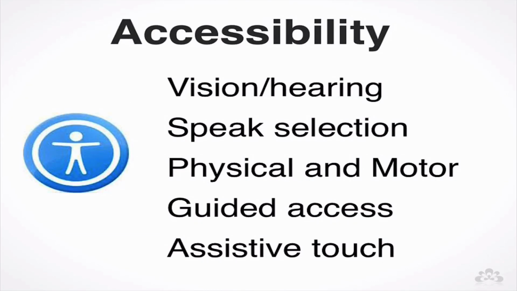And then we'll hone in on some accessibility settings, including those that are for vision and hearing, so things like speak selection and voiceover. And we'll also take a look at guided touch and some of the physical and motor settings such as AssistiveTouch, and probably the most exciting addition to the iOS 7, which is switch control. So we will take a look at these accessibility settings within this webinar.